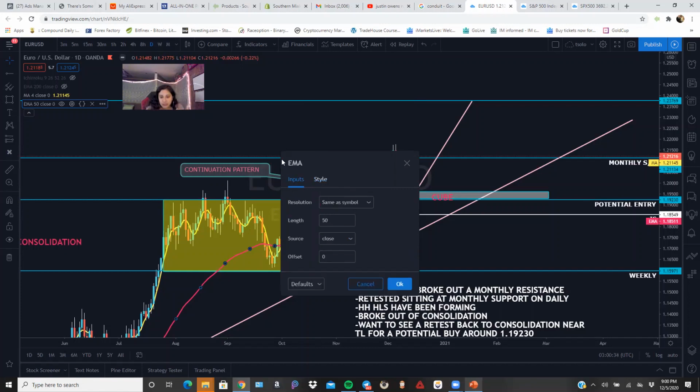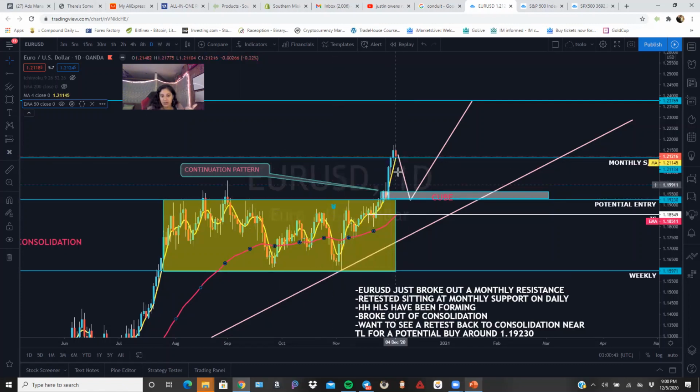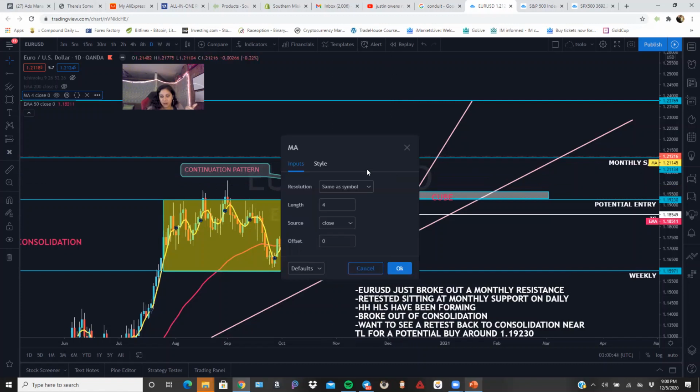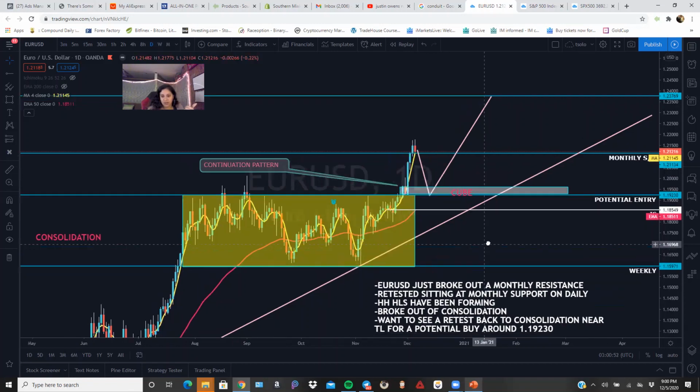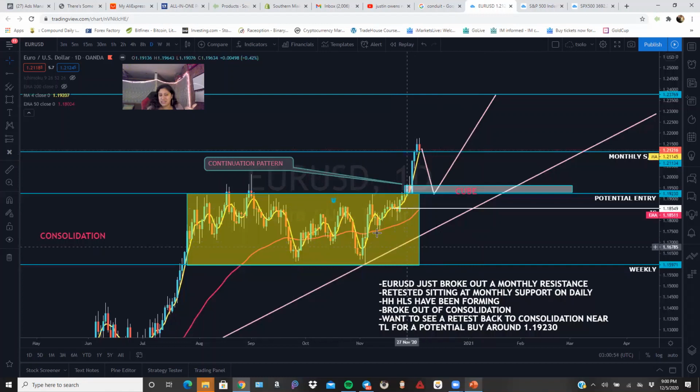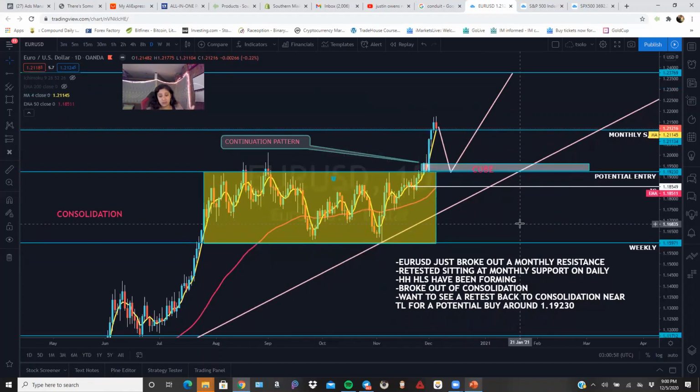Then you're going to change the inputs. EMA is going to be 50. 50 length. Then the 4 is just a simple MA, simple moving average. The length is going to be the number 4. This is an easy MA cross strategy that Lisaldo Tavares teaches with his teacup strategy.